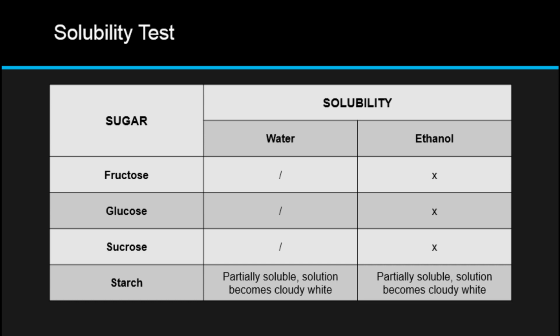The first test that was performed was the solubility test. A pinch of a solid carbohydrate sample was added to 2 ml of water and 2 ml of ethanol to see its solubility. The solubility of carbohydrates depends on their polarities. Fructose is a keto sugar, a monosaccharide. Glucose is a monosaccharide sugar, which is an aldose, and sucrose is a disaccharide composed of glucose with an alpha 1-2 glycosidic linkage.